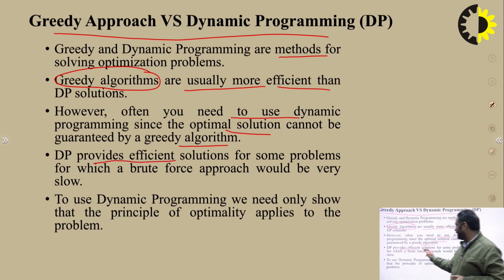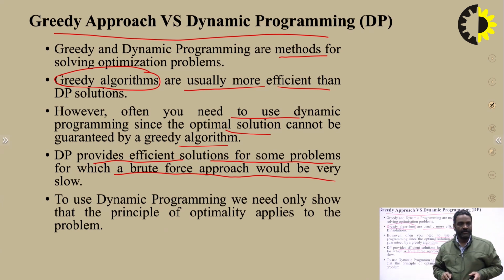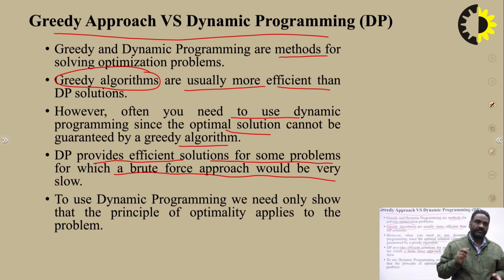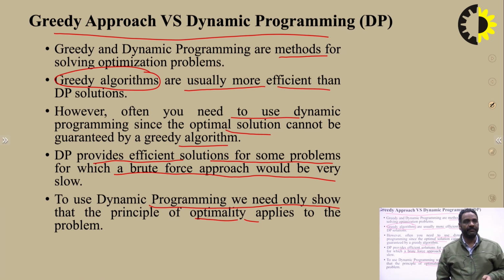Dynamic programming provides an efficient solution for some problems for which a brute force approach would be very slow. In a traditional brute force procedure, solutions are obtained at a slower rate, so we provide an efficient way by means of dynamic programming. To use dynamic programming, we need only show how the principle of optimality applies to the problem. These are the core differences between these two famous approaches to solving a given problem.